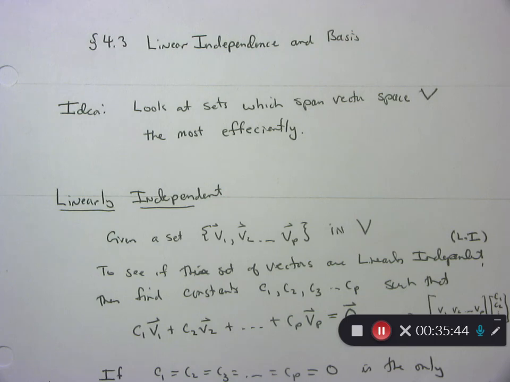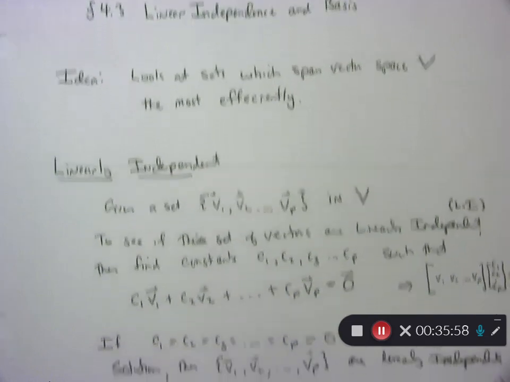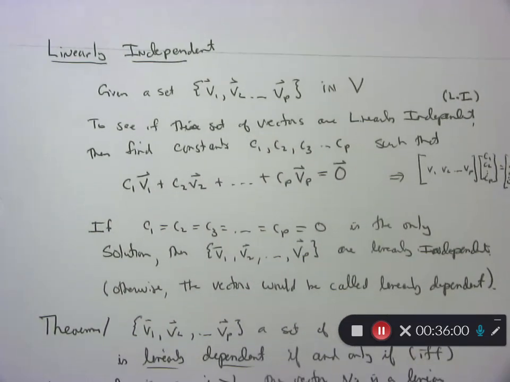So you know what a vector space is. It's the span of a set of vectors, all the linear combinations of a set of vectors. But that may not be the easiest or the most efficient way of writing it. So, first thing we're going to do is talk about the definition of linearly independent.